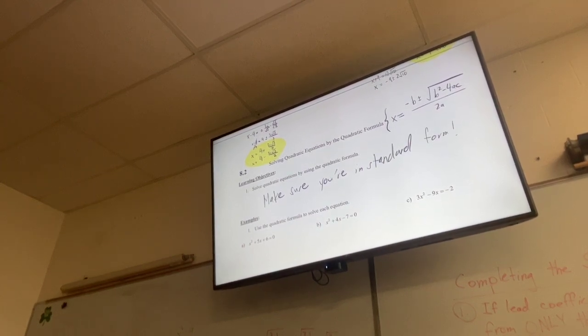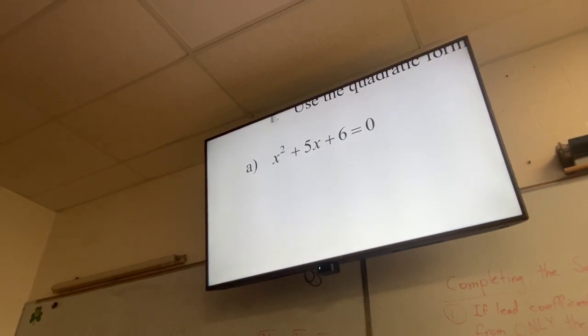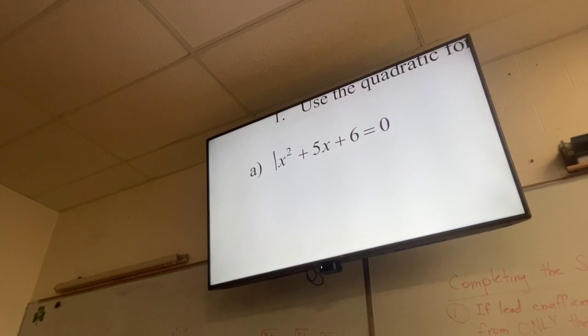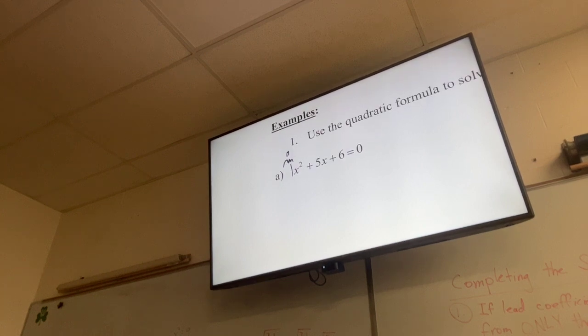Okay, make sure you're in standard form. So number 1, or part A. The lead coefficient here is technically 1. We call the number next to x squared a. So here a is equal to 1.